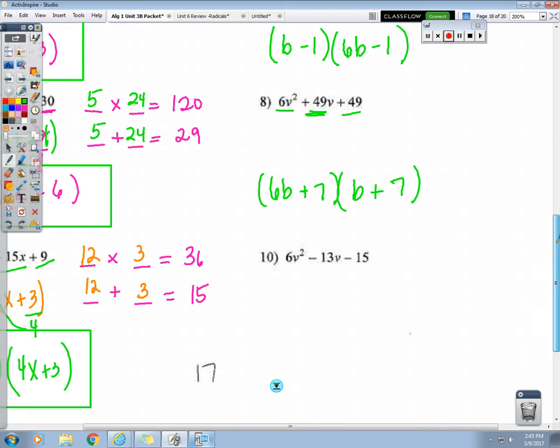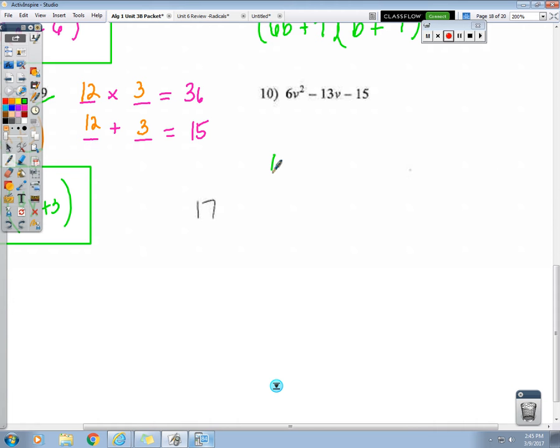Okay, number 10, what did you get? b minus 3 and 6b plus 5. Okay, let me quickly check it. b times 6b is 6b squared. Negative 3 times 5 is negative 15. 5b and negative 18b combine to a negative 13b. See how easy it is with multiple choice just to do what I'm doing to check them, even if you don't know how to factor it?